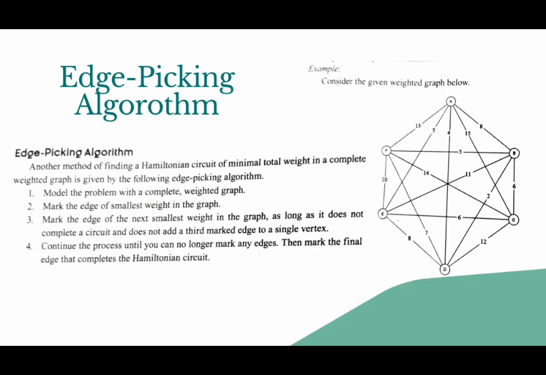Okay. In the reverse direction, an equivalent circuit is AECFBDA. The total weight for the circuit is 4 plus 2 plus 5 plus 14 plus 6 plus 5, which is 36. Okay? Get it? This is much easier.